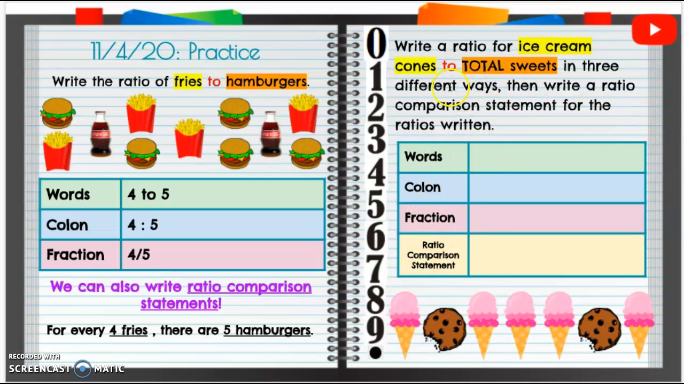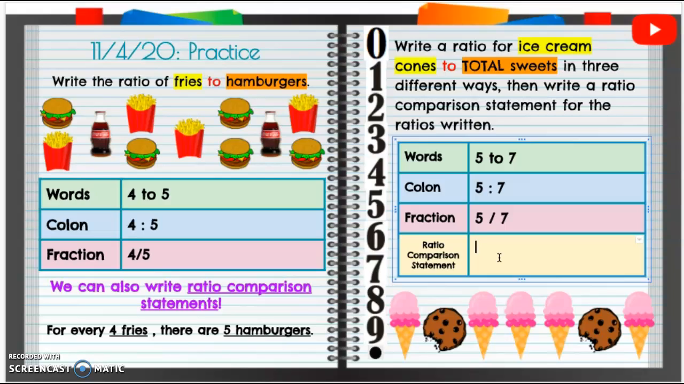So, how many ice cream cones are there total? 1, 2, 3, 4, 5. 5 ice cream cones. To, how many total sweets are there? 1, 2, 3, 4, 5, 6, 7. 7 total. So the colon. 5 with that colon, 7. 5 to 7. How about the fraction? 5 with that fraction bar, 7. You can put a space if you want to. You don't have to.